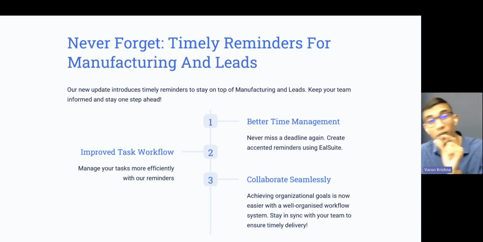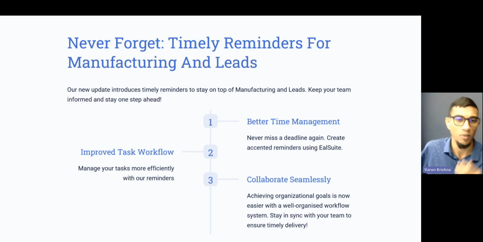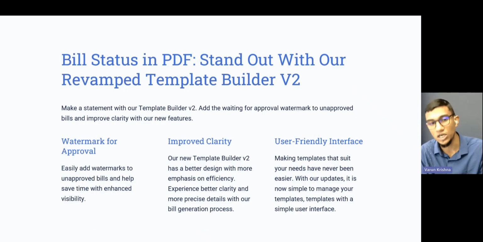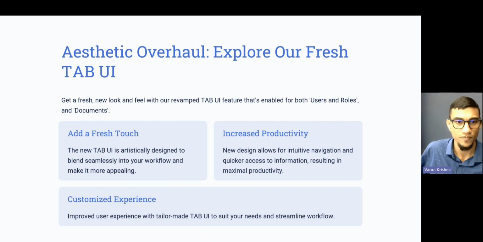And keep this in mind for manufacturing. You won't be able to open the manufacturing detail on the manage section on the very right itself. You will be able to add the reminder. Next, enhancements, bill status in PDF. You will be able to provide watermarks for waiting for approval as well as for rejected bills.